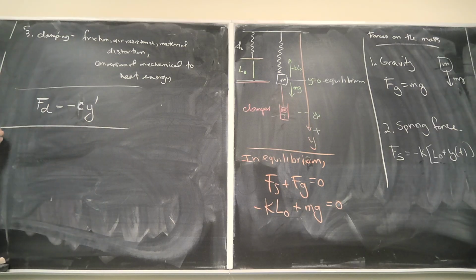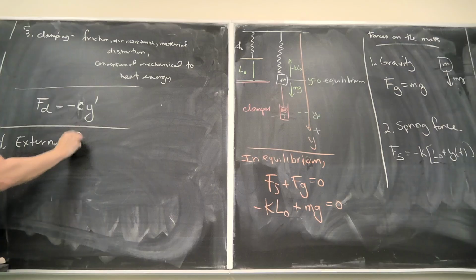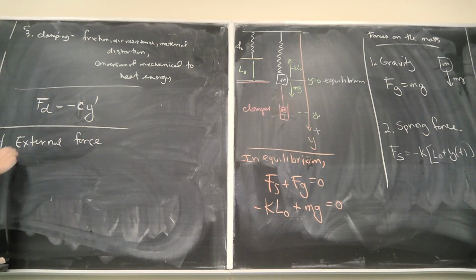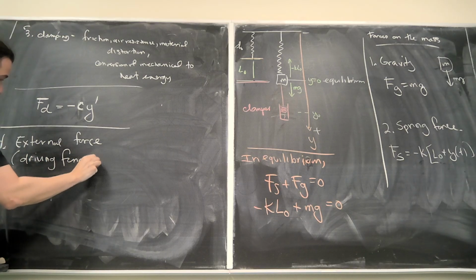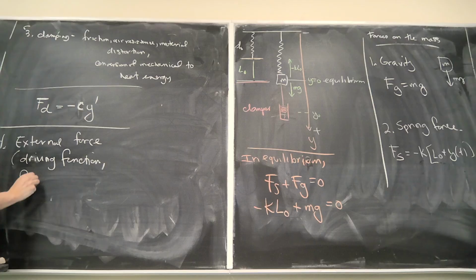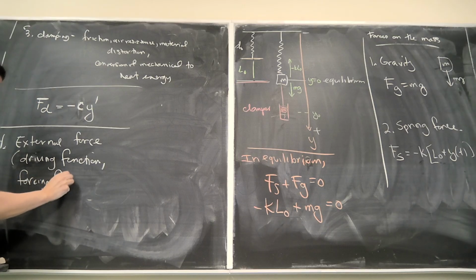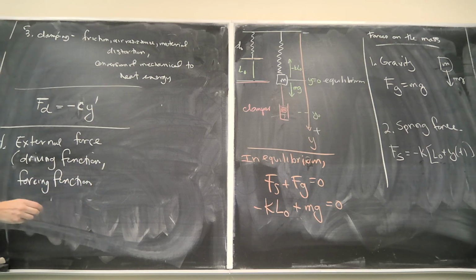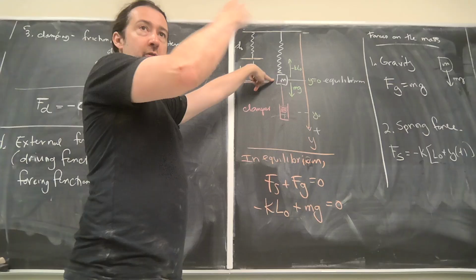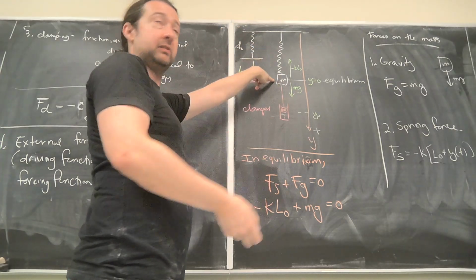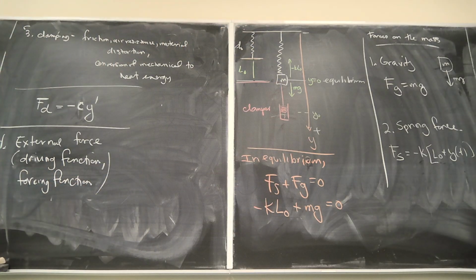All right, so the final possibility is that you can have an external force, which is sometimes called a driving function. Or a forcing function. And if you want a model here, that would be if I hooked up some sort of motor to this thing that could impart some kind of force to the system while it was oscillating, that's what I mean by an external force.